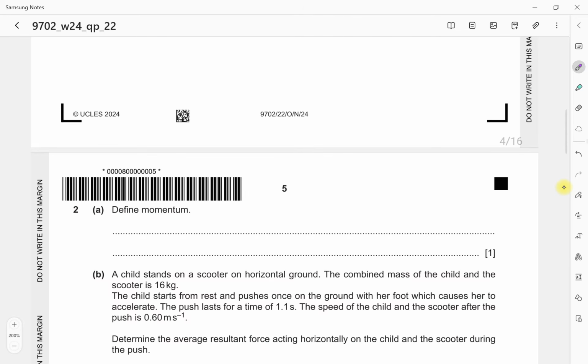Question number 2, define momentum. Of course, we know that momentum is mass times velocity. So momentum is the product of mass and velocity. So I'll just simply write here mass multiplied by the velocity. That's momentum.